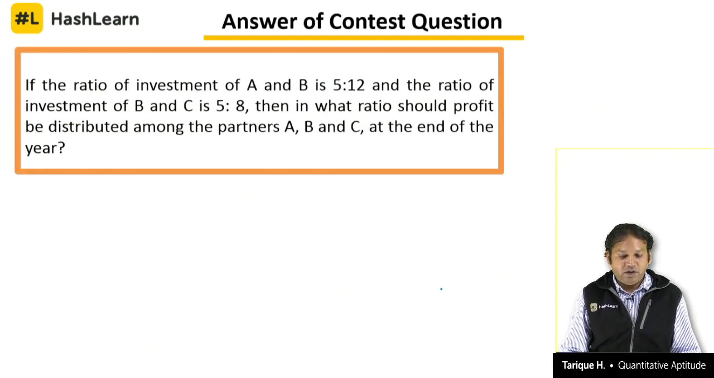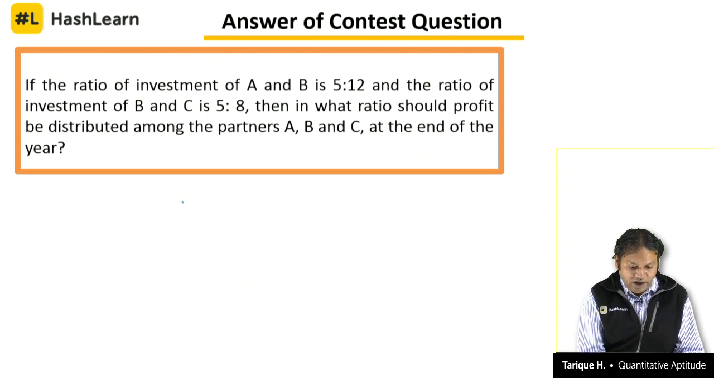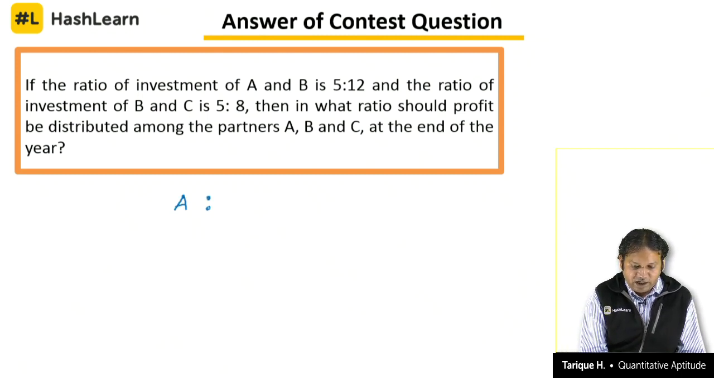Okay. So now I will be discussing the answer to the contest question of the day. Because for this round of target IBPS prelims, today is the last session, so we will be discussing the contest question of the day in this class itself. The ratio of investment of A and B is 5:12, whereas the ratio of investment of B and C is 5:18.